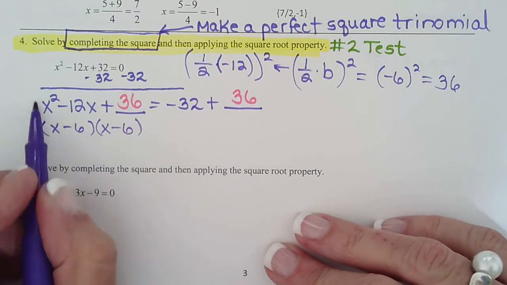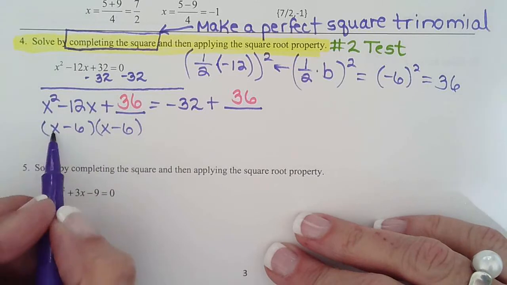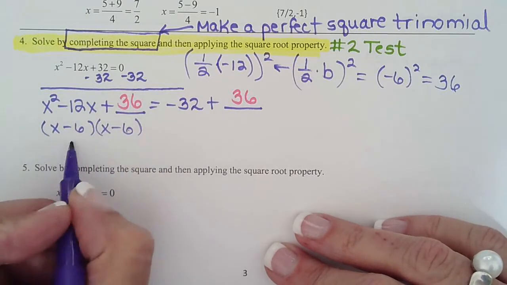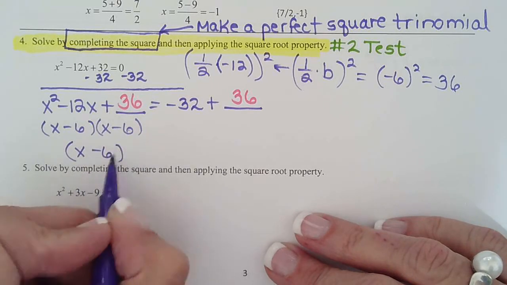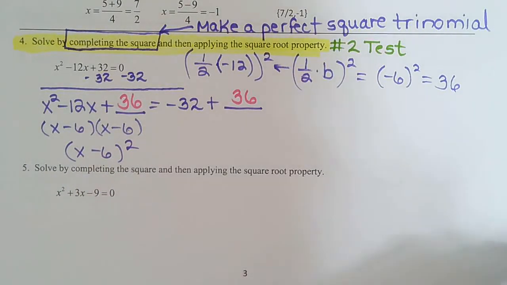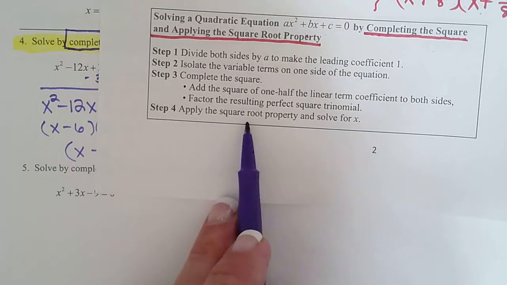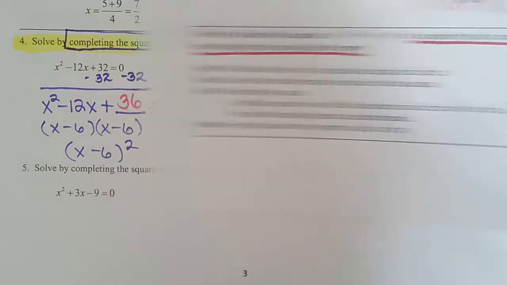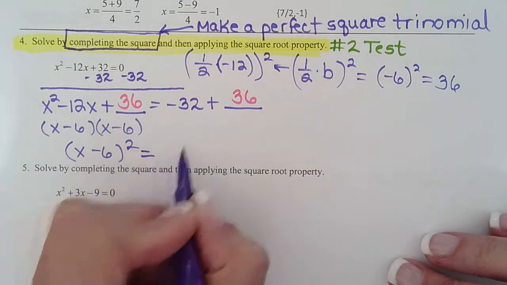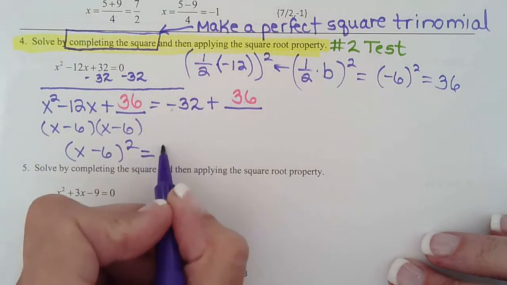Or we could do that little shortcut. Square root of x squared is x. Bring down the sign. Square root of 36 is 6. And then remember how I said we always want to write it like this? Because our next step, look on your notes, apply the square root property. So we need a squared quantity to apply the square root property. So 36 minus 32, 4.